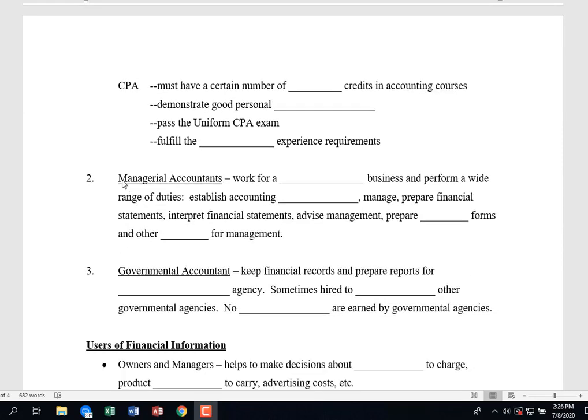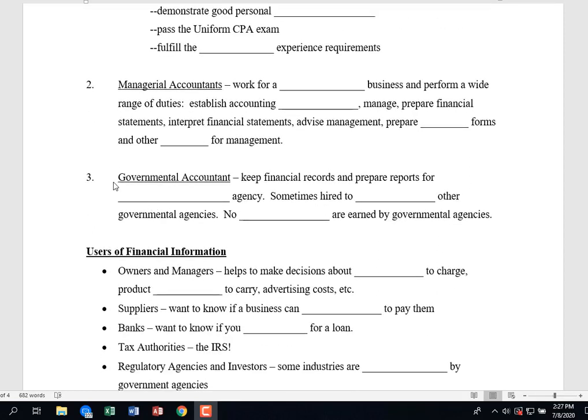All right. Another area would be a managerial accountant. This person works for a single business and performs a wide range of duties. So you might be the accountant for any of the local businesses. You'll work for a company as a private accountant. Anyway, the duties they perform, they'll establish accounting policies, they'll manage, they'll prepare financial statements, they'll help interpret financial statements for the management team, they advise the management team, they prepare tax forms and other reports for management. So you'll work just for one company.